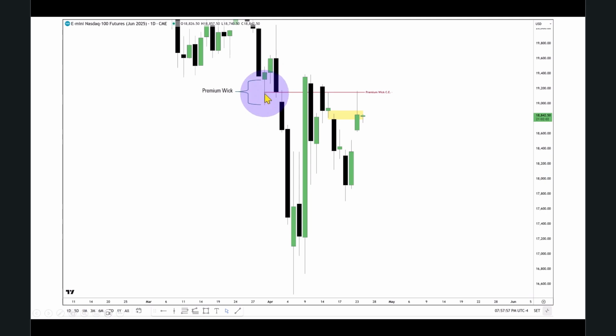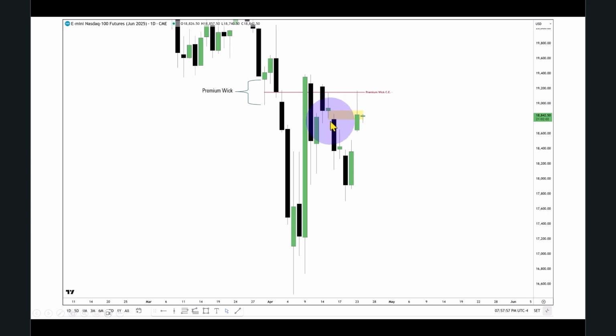50% of that is consequent encroachment because I teach you that a wick, whether it's below or above a candlestick, is to be treated as a gap. Draw that out in time. You can see during Wednesday's trading, we traded up here and hit that, went just a little bit above it, and came back off of it.